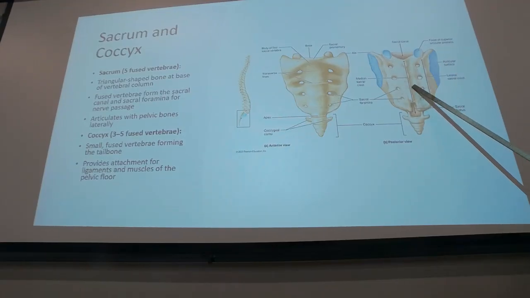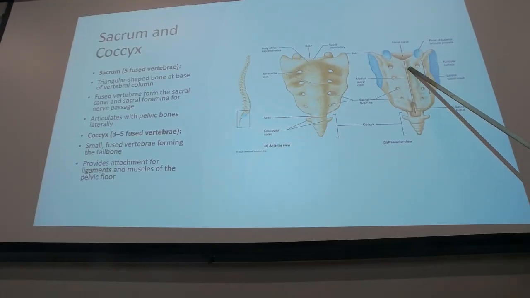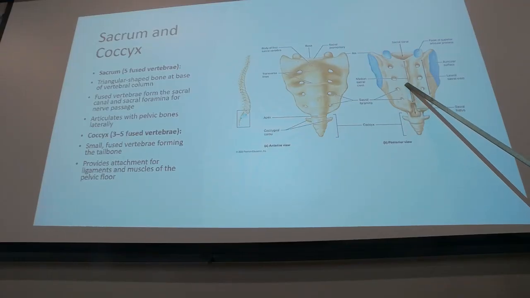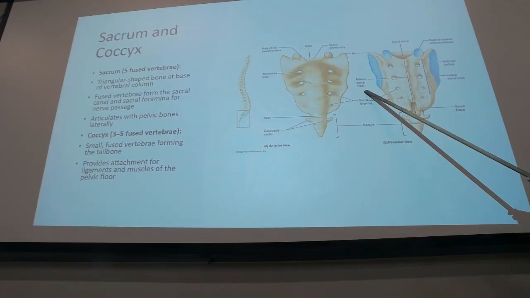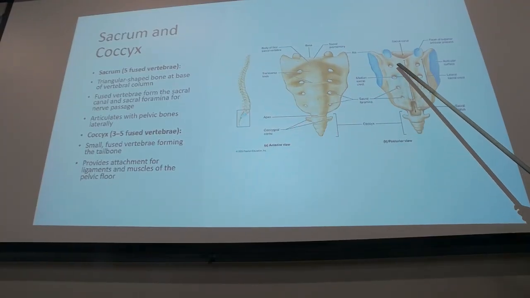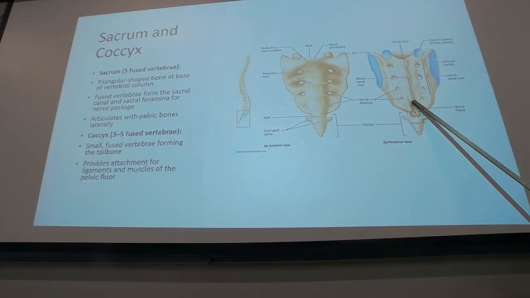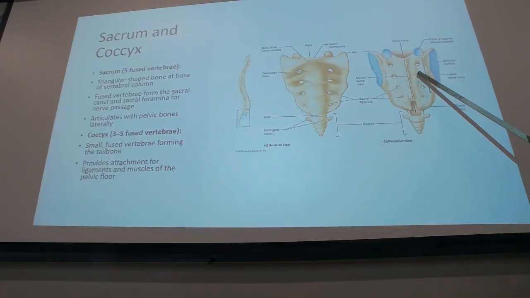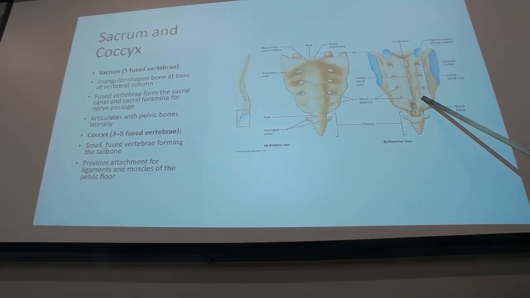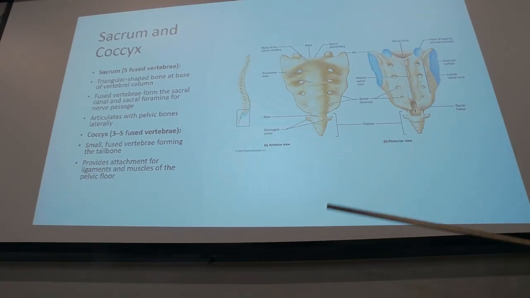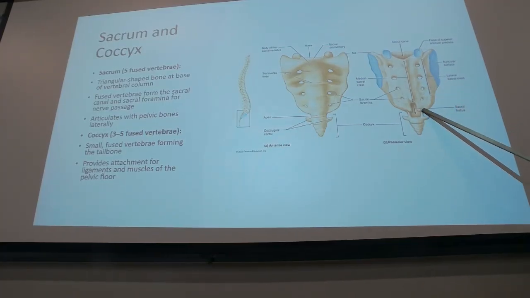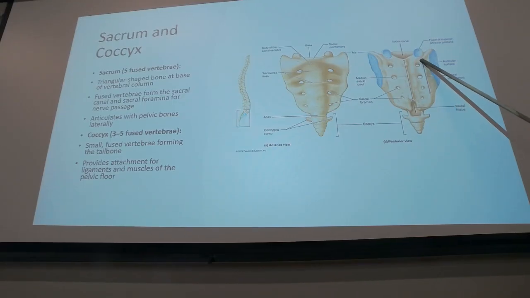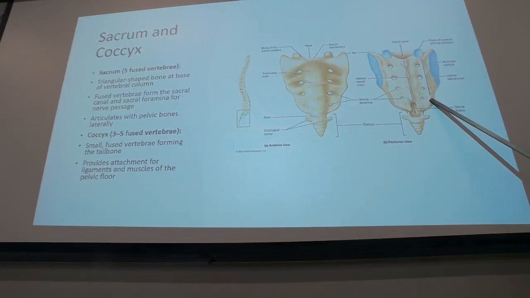In the middle, in the posterior view of this sacrum, you can see the fusion of the spinous processes. This is called the median sacral crest. It's the fusion of the spinous processes. And then to the side, we have the posterior sacral foramina that, just as the anterior sacral foramina, allow the exit of nerves through these foramina. And then to the sides of these posterior sacral foramina, we have the lateral sacral crest.